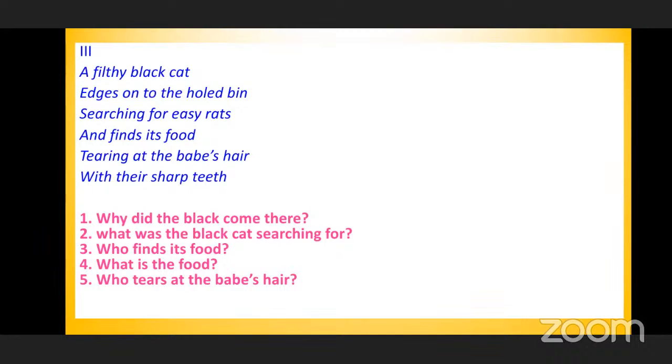Now let us look at the other stanza. A filthy black cat adjusts onto the whole bin, searching for easy rats and finds its food, tearing at the baby's hair with their sharp teeth.